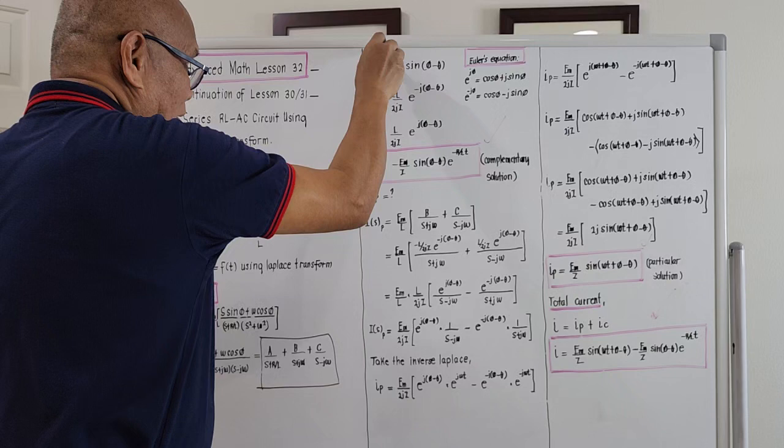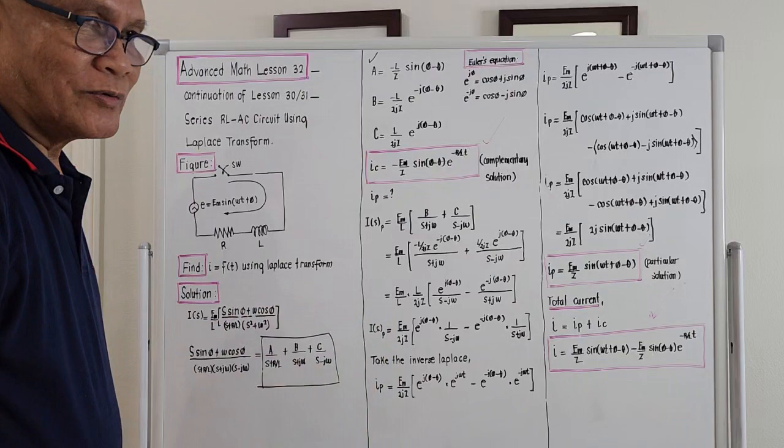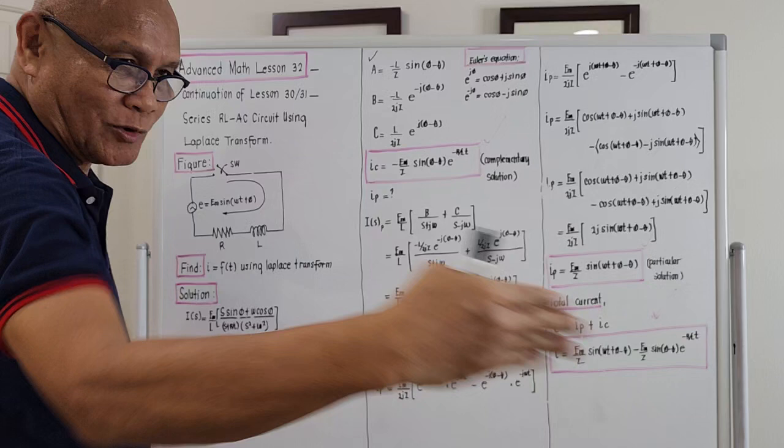The value is negative L over Z, sine of the quantity angle P minus theta. Okay? And under lesson 31, we have computed the value of B and C. I don't have to explain that one. Go back to lesson 31.